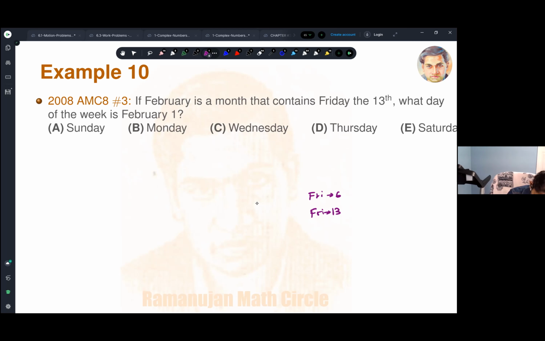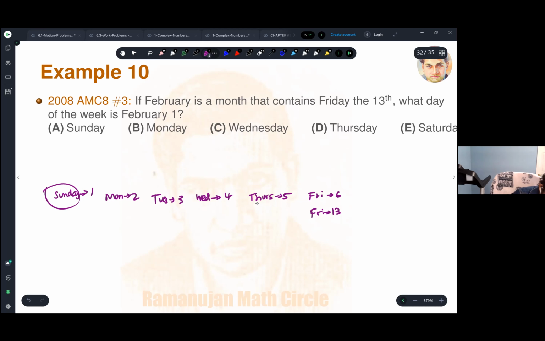So now we just work backwards. Thursday is the 5th. Wednesday is the 4th. Tuesday is the 3rd. Monday is the 2nd, and Sunday is the 1st. So hence we know that our answer is Sunday.